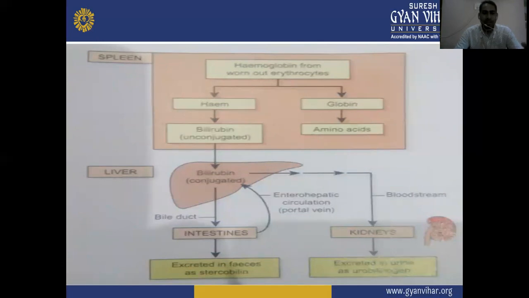Next one is liver. Bilirubin is present in conjugated form in the liver, while in the spleen bilirubin is present in unconjugated form. Then bilirubin is excreted by the intestine in feces as stercobilin, and it is also transferred into the bloodstream by the enterohepatic circulation through the portal vein, and the kidney excretes it in urine as urobilinogen.